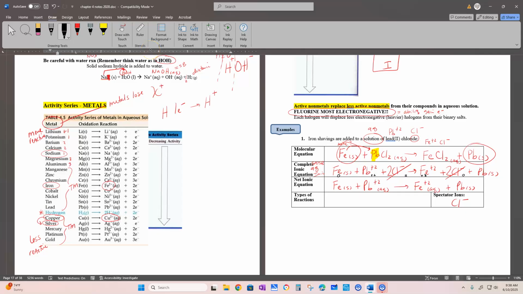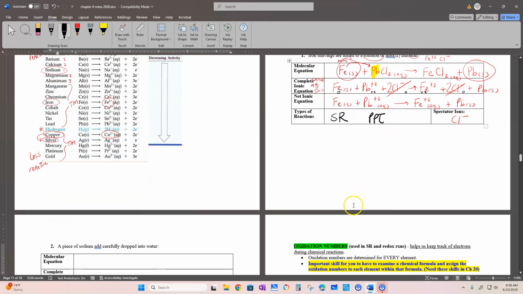Okay? What types of reactions? Well, we already know it's single replacement because that's the topic we're talking about. Is it any other? Well, I see a precipitate. Okay? So there's a video coming right at the end of this where we are going to do a summary of all 9 types. But we got to get through all 9 types. All right.